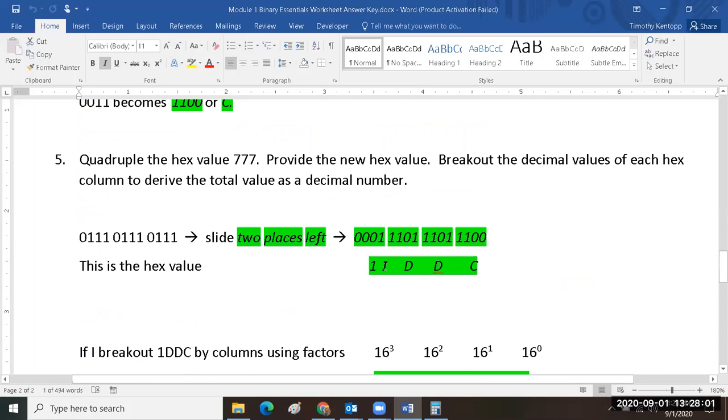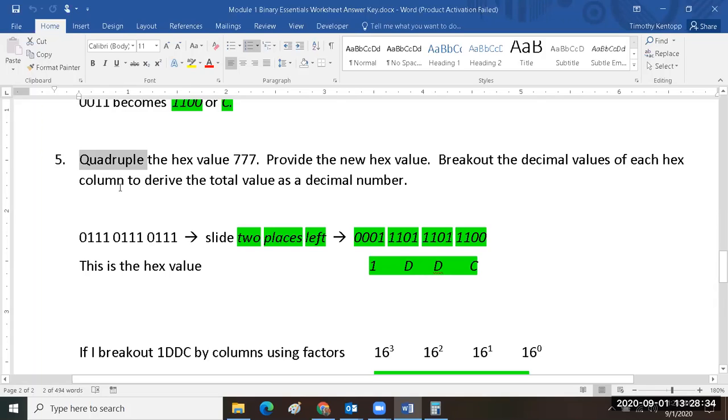Let's start with the hex value of 777. I'm going to quadruple the hex value. That means I'm going to, which am I going to do, Aaron? Increase it or decrease it? If I quadruple it, increase. I'm increasing it by a factor of 4, right? Yeah. So am I going to shift to the left or the right?